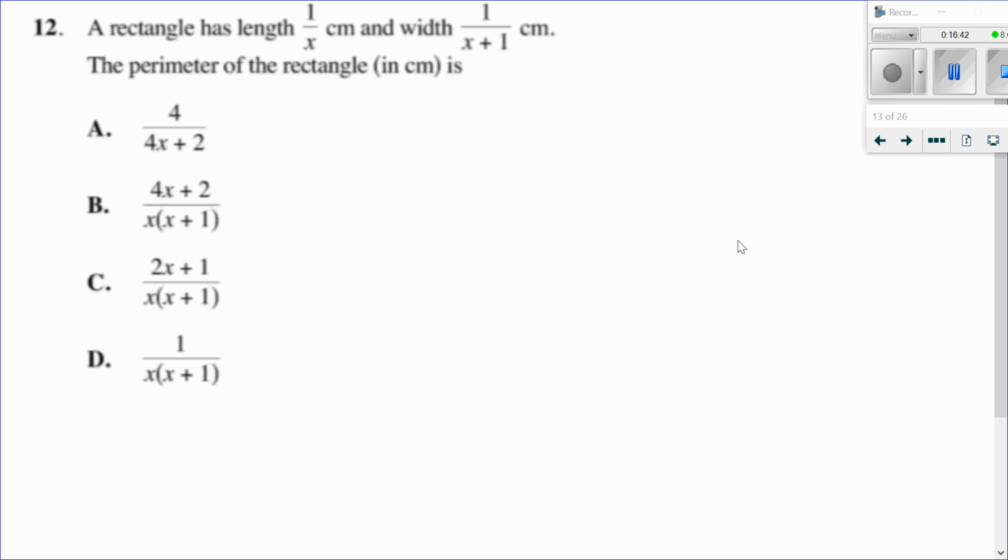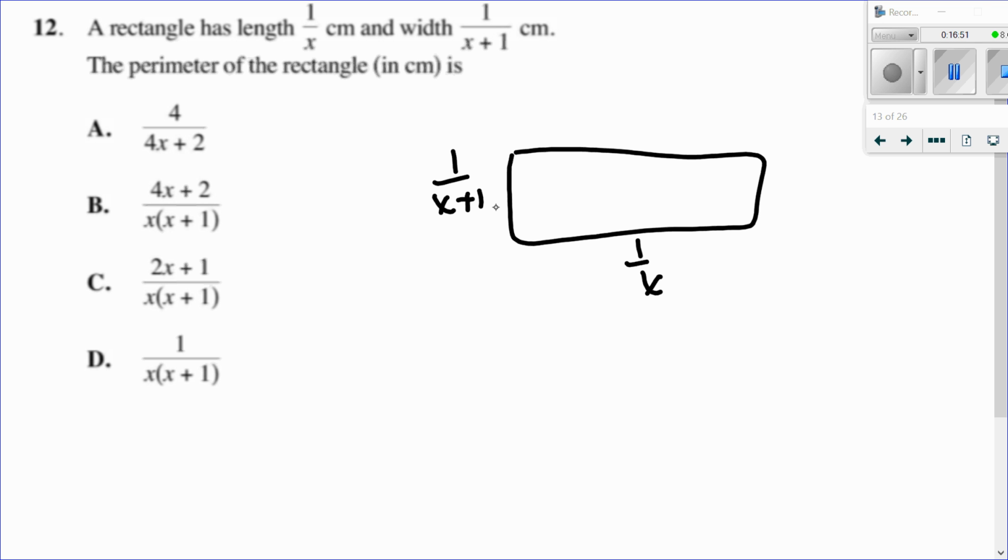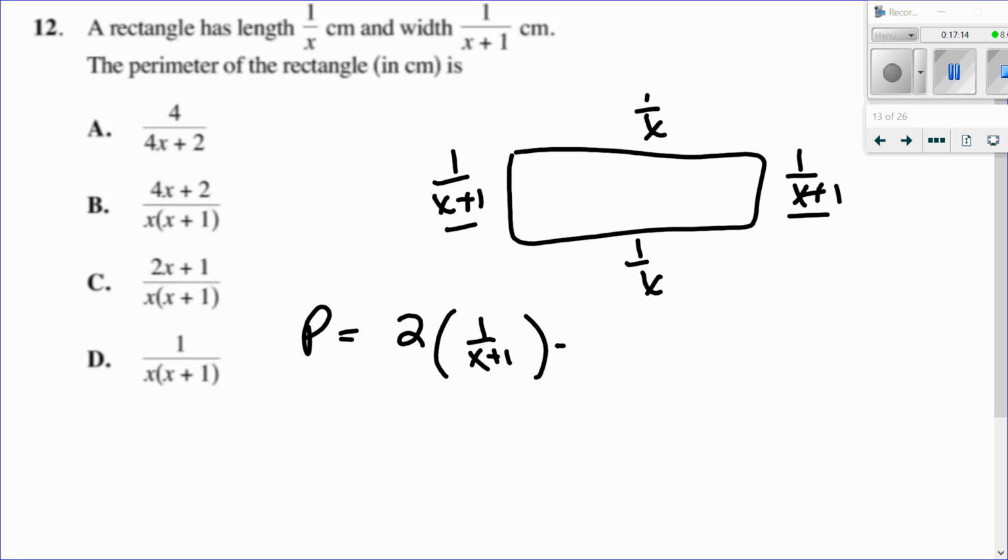Okay, let's look at number 12. We have a rectangle. I always like to draw a little picture to visualize this. So it has a length of 1 over x and a width of 1 over x plus 1. Okay, so since this is the width here, it's also going to be the width over here. If this is the length, this is also the length over here. So we want to come up with an expression for the perimeter. So perimeter is all the way around. So since I have two that are the same, I can say that my perimeter is equal to 2 of my widths plus 2 of my lengths. So that is 2 over x plus 1 plus 2 over x.